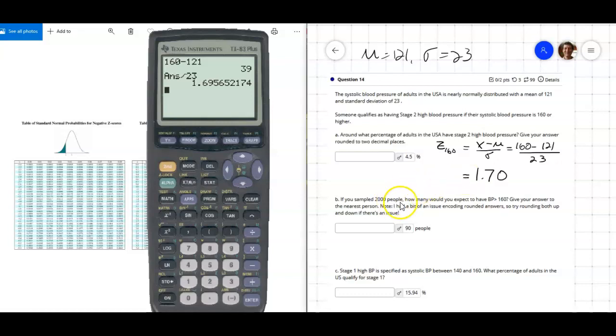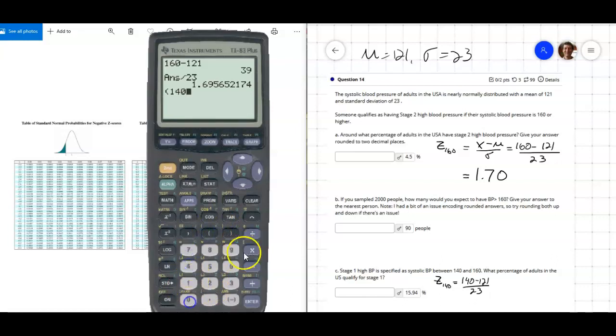Okay. While we're doing z-scores, this is greater than 160, we can do that. Sample 2,000 people, between 140 and 160. For this, we also need to work out the z-score of 140. So that's going to be 140 minus the mean, 121, over 23. Again, the other way you could do the z-score in your calculator is to put parentheses around the numerator before dividing by the denominator. That way you could just type it in once instead of doing it in 2 steps. 0.83.